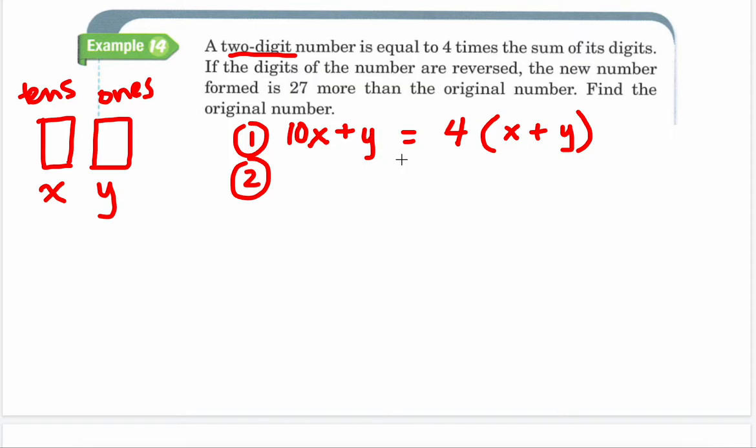So that's the tricky part about this problem. The two-digit number, taking into consideration its place value, is equal to 4 times the sum of its digits. Okay, so we made one equation for the first situation. The first sentence was talking about this particular puzzle. Let's move on to the second sentence, and whatever the second sentence is talking about, we're going to make into our second equation.